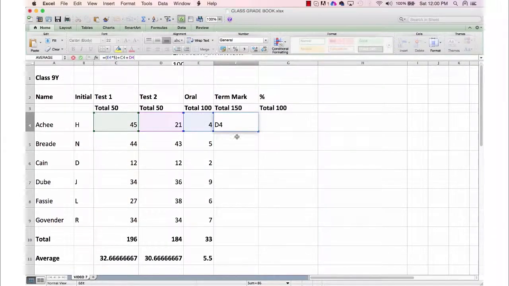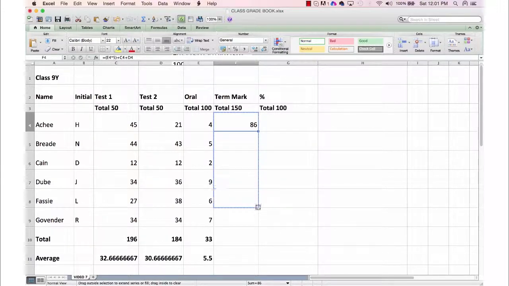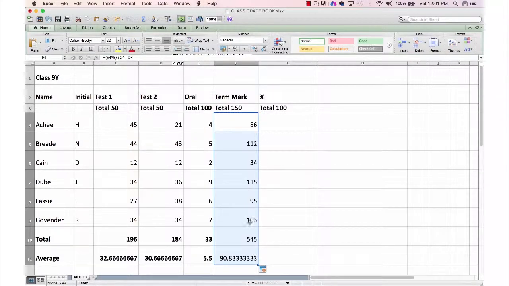Again, that formula is E4 times 5. So E4, which is 4, times 5, plus C4, which is 45, plus D4, which is 21. And when you add all that together, you get 86. And that is the total out of 150 points. And if I drag this down, just like I've shown you before, it will summarize all of that content for me automatically. And of course, we want this to be bold.